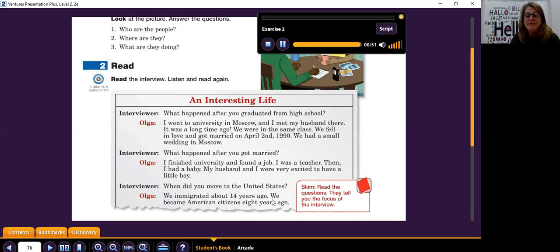Okay, so even just thinking about lesson C, we have on April 2nd, 1990, in Moscow, that's the place where they got married, the place.